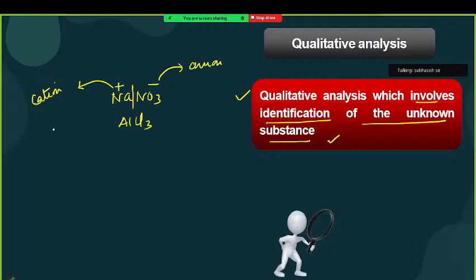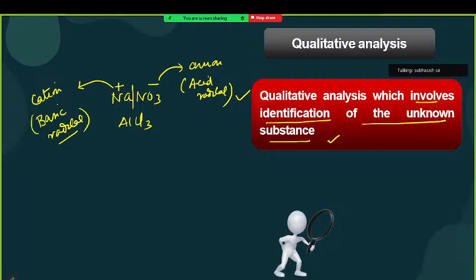In other words, the cationic part is known as the basic radical, and the anionic part is known as the acid radical. So a salt contains two parts: one part is known as the basic radical and another part is known as the acid radical. You have to identify what basic radical and what acid radical are present in the salt. That is known as qualitative analysis.